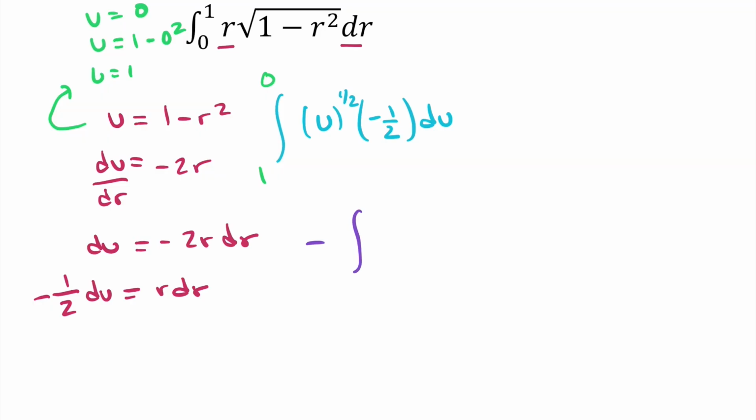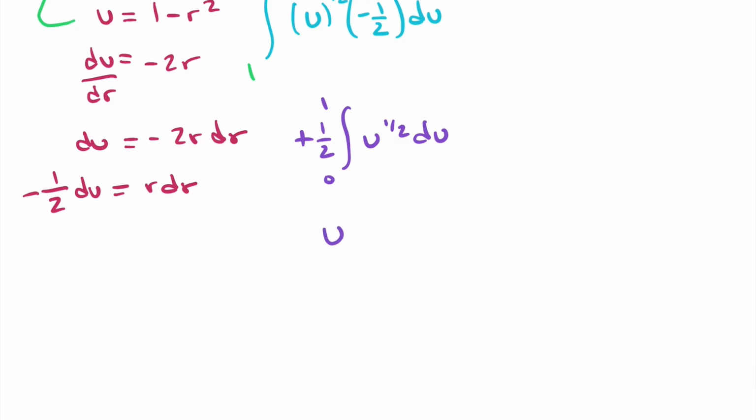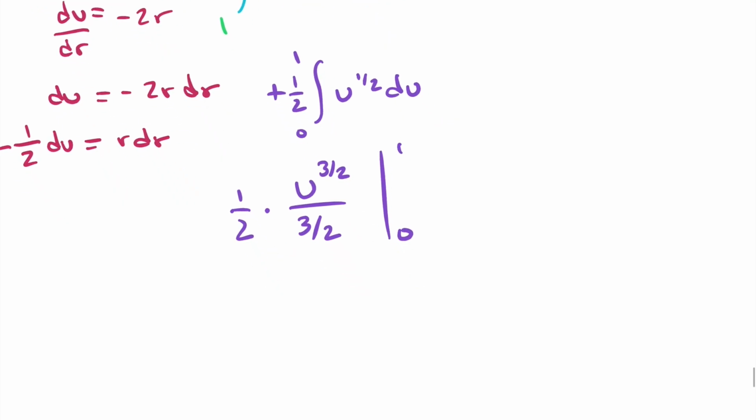So change my order of integration. I'll make that a negative. But there's already a negative 1/2 in there, so I'll just make it a positive. And then I have u to the 1/2 du. The antiderivative of u to the 1/2 is u to the 3/2 over 3/2. There's a 1/2 out front. Evaluating it at 1 and 0.